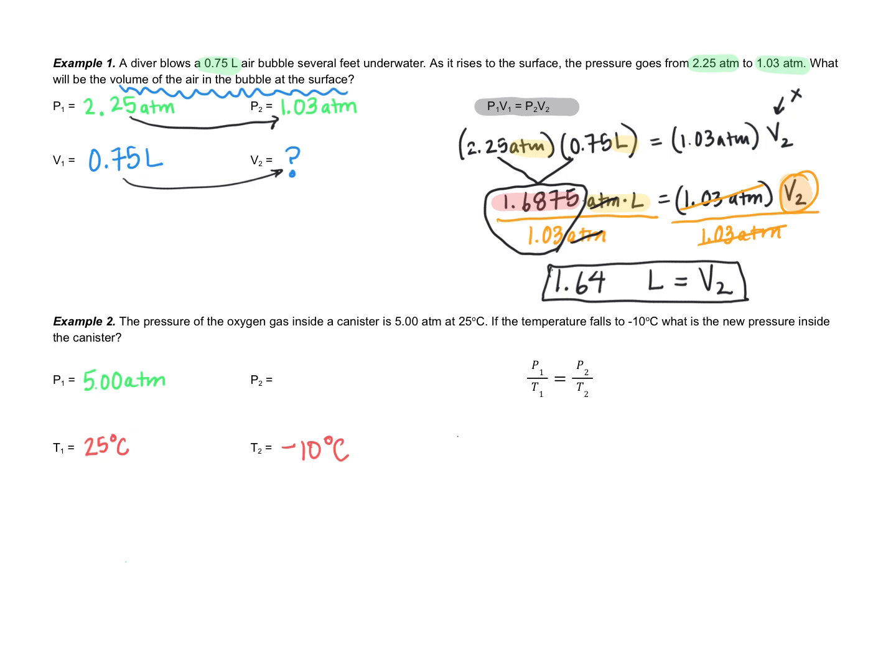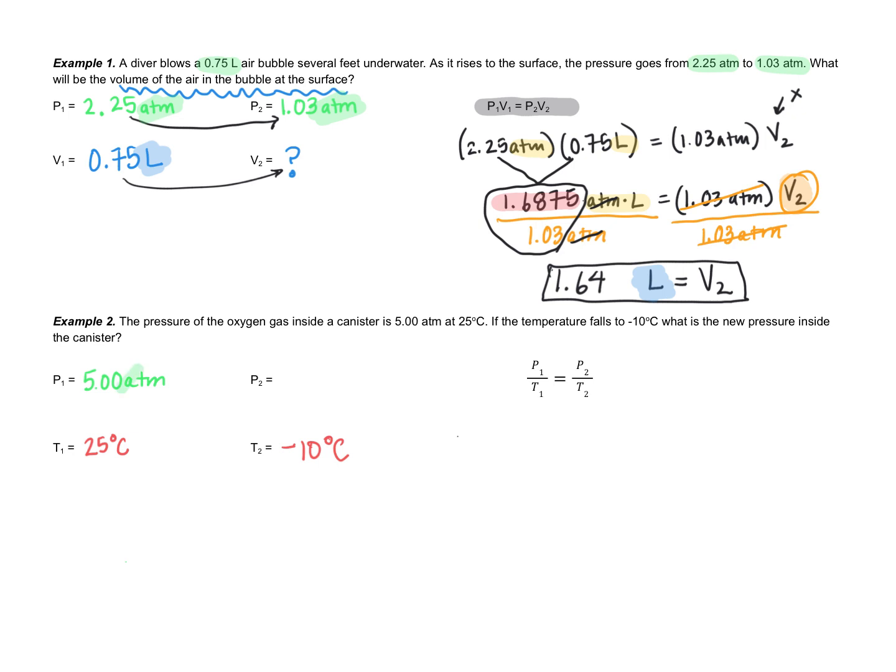Here's the issue with gas laws. You have to make sure that your units match. So in our previous problem, our units did match. We had atmospheres for both of our pressures. That was great. If one of them was in millimeters of mercury or something, we would have had to switch it. And we started with liters, and that means our answer is going to be in liters. And so here we're doing okay.